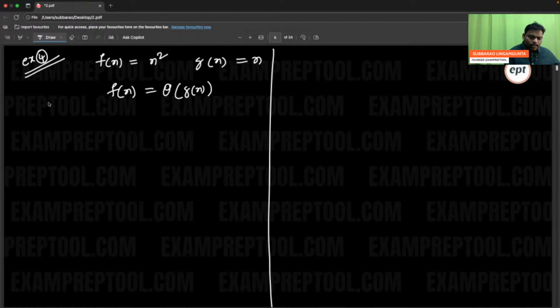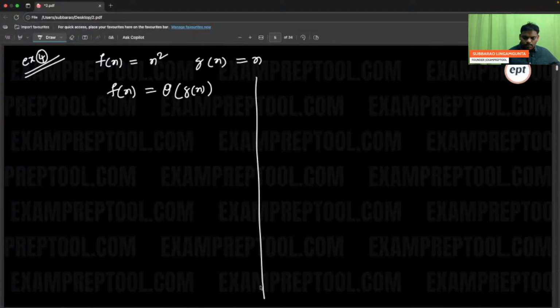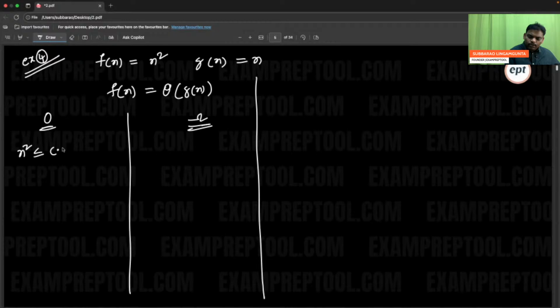I am trying big O here. I have to try big O also, and I have to try omega also. Let me try both. So if you see the big O, f of n, n square, is less than or equal to some c into g of n, which is n, for all n where n is greater than or equal to n0. So I have to prove like this.